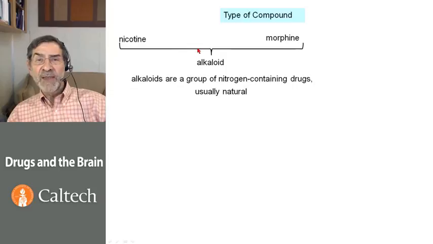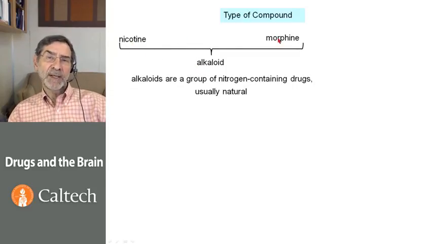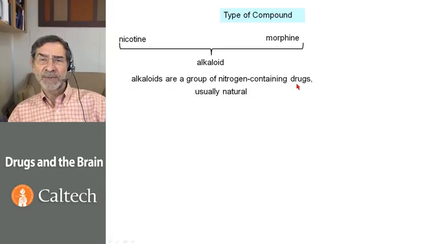In terms of types of compound, we often refer to nicotine and morphine by the somewhat old-fashioned term alkaloids. Alkaloids are a group of nitrogen-containing compounds, typically from plants or fungi, usually natural sources. And mostly alkaloids are drugs.